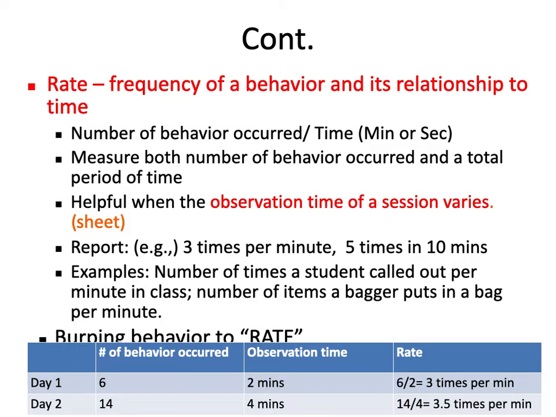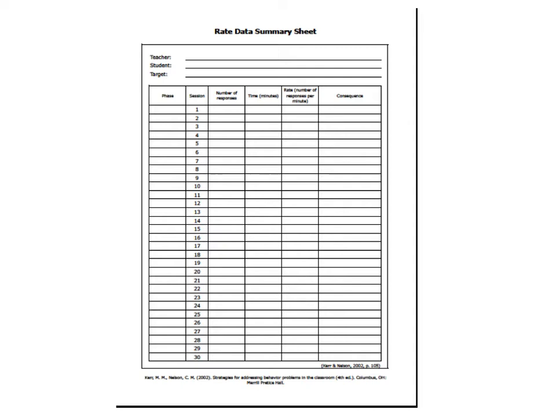So day one, the student burped 6 times within 2 minutes. So you can get the rate, 6 divided by 2. So you know that the student burped 3 times per minute for day one. The next day, the student burped 14 times in 4 minutes. And then you can get that rate. So you see 3.5 times per minute for day two. So you can report your data in this way when you use rate. And this is a sample rate data summary sheet. You can download it from Blackboard.